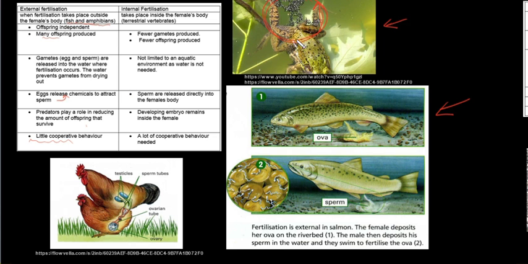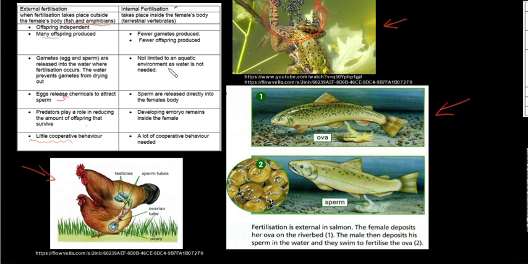So even though the male frog is clasping the female frog, there's no real cooperative behavior in the sense that mating has to occur with copulation, because if this female is wiggling around, there's going to be no penetration, which means that fertilization won't occur. So looking at these chickens down here, there has to be cooperation in order for fertilization to occur here, because if she's going to move around, it's not going to work. Which brings me to internal fertilization.